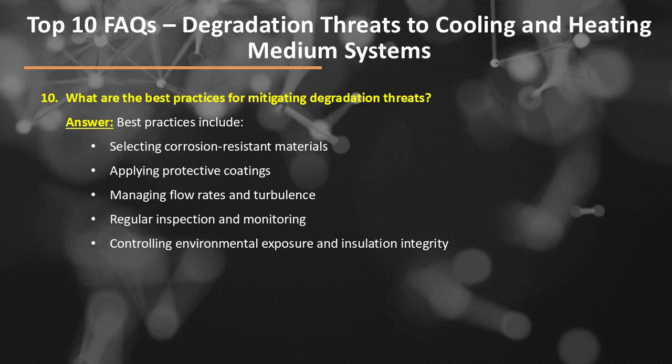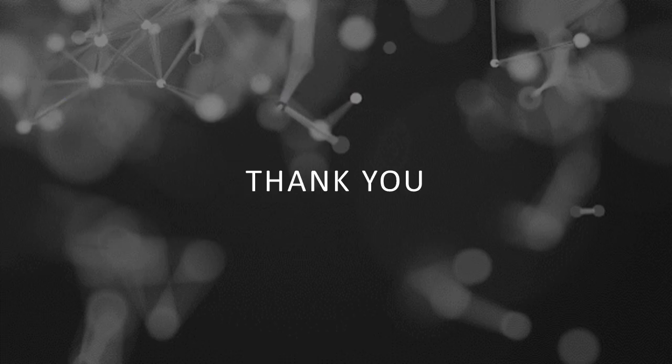And question number 10 is, what are the best practices for mitigating degradation threats? The answer is, best practices include selecting corrosion-resistant materials, applying protective coatings, managing flow rates and turbulence, regular inspection and monitoring, and controlling environmental exposure and insulation integrity.